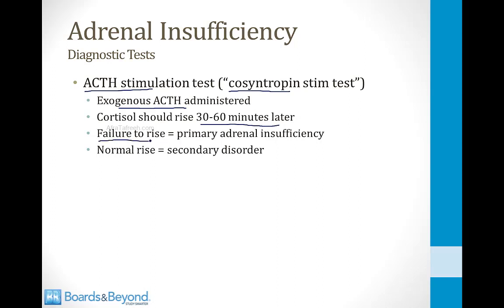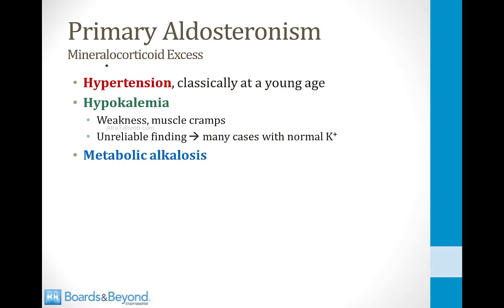If it fails to rise from baseline, this suggests a primary adrenal insufficiency disorder. If there's a normal increase, it suggests a secondary disorder. Now let's talk about disorders in which there is isolated mineralocorticoid excess with no problems related to cortisol.